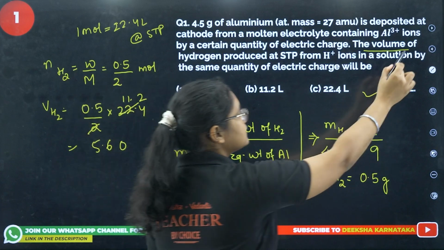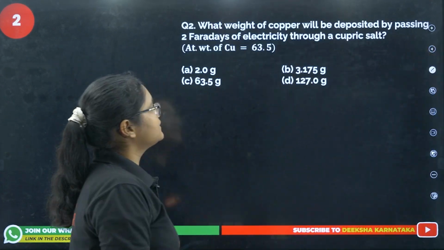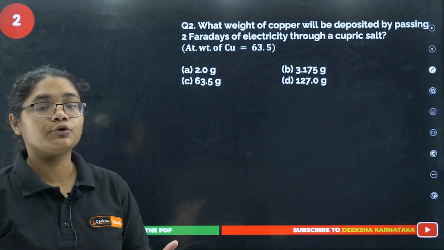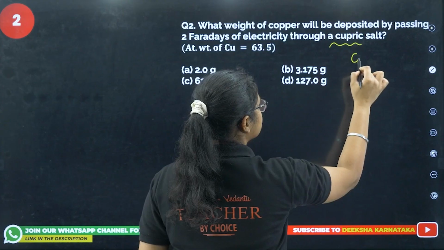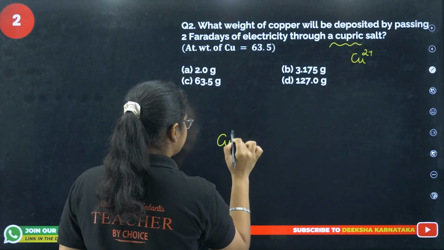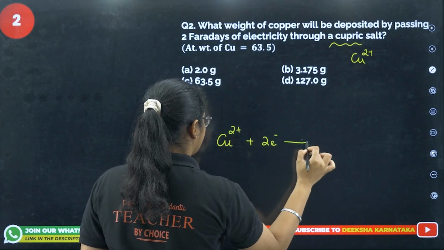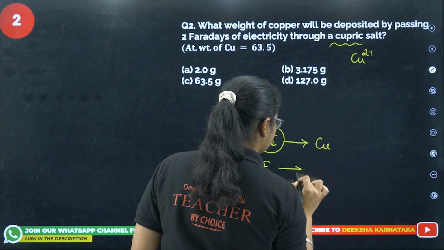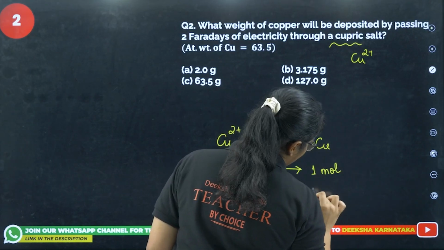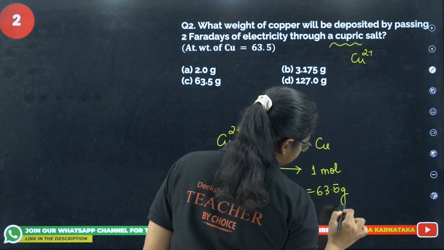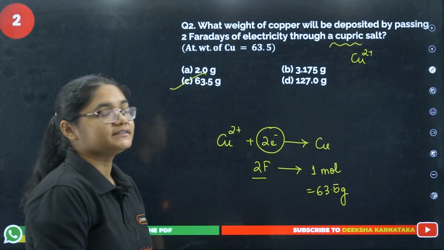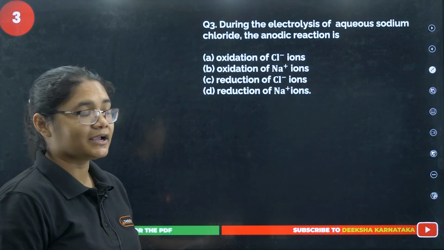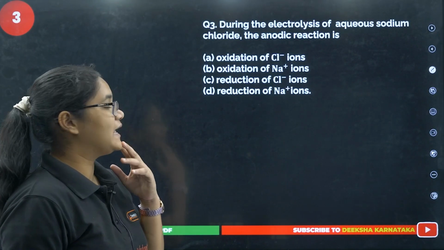Okay. Next, we'll see question number 2 here. What is the weight of copper that will be deposited by passing 2 Faradays of electricity through a cupric salt? Cupric salt means what? The charge of copper is 2+, right? So this is the reaction I have. If I pass 2 Faraday, then how much copper will I deposit? 1 mole, right? 1 mole of copper is 63.5 grams. So with 2 Faraday, I can deposit 63.5 grams.